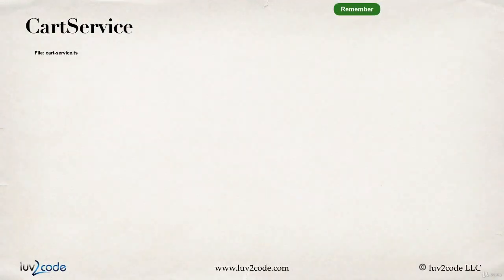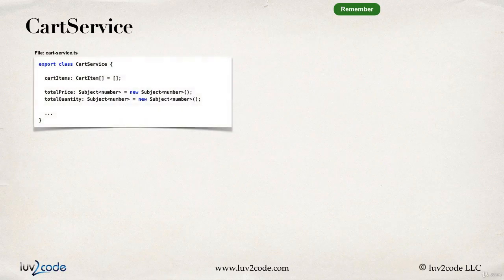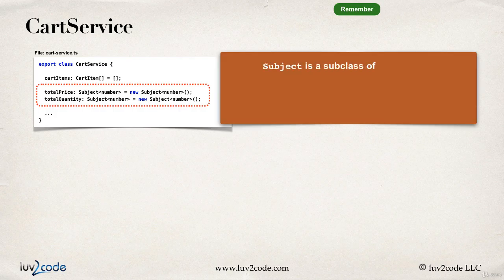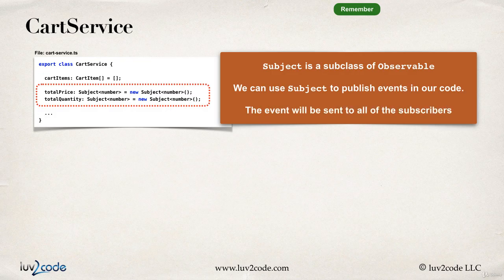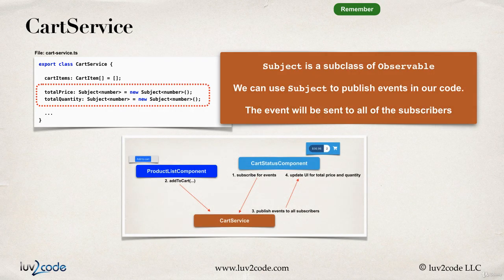So let's look at the coding here for the cart service. In the cart service, we have a subject for total price and a subject for total quantity. And so remember, a subject is a subclass of observable. We can use the subject to publish events in our code, and the event will be sent to all subscribers. And so the cart status component simply subscribes to events on these given subjects.